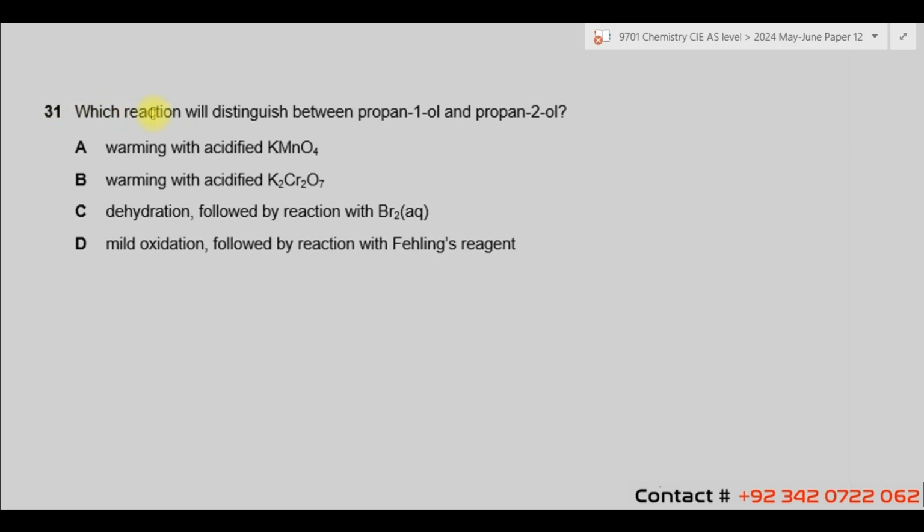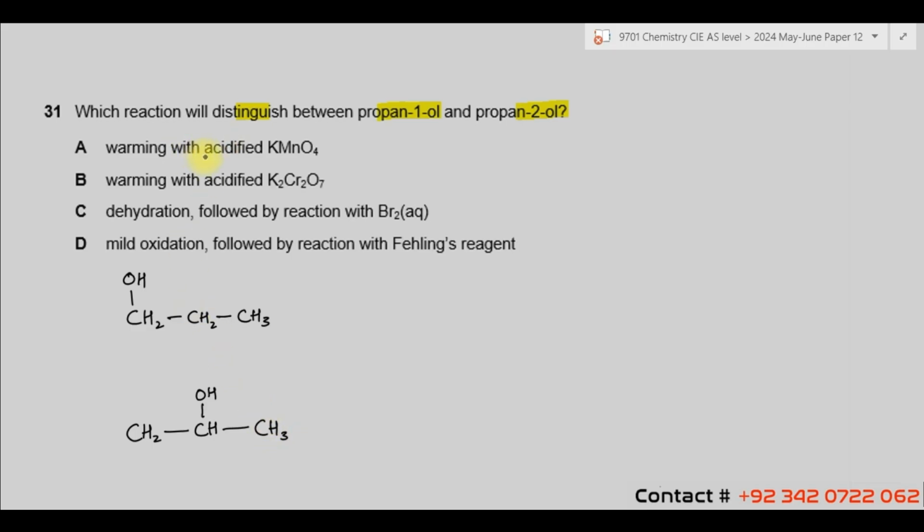Question 31. Which reaction will distinguish between propan-1-ol and propan-2-ol? Alright, let's see. Propan-1-ol means we have 3 carbons and alcohol is on first carbon. This is primary alcohol. Propan-2-ol is alcohol having OH on second carbon, so it is secondary alcohol.